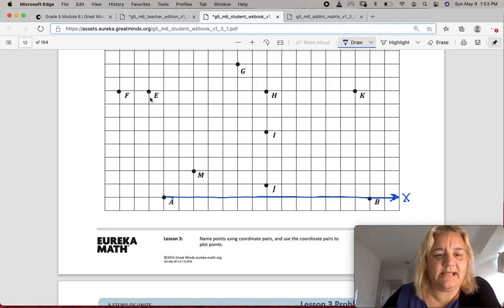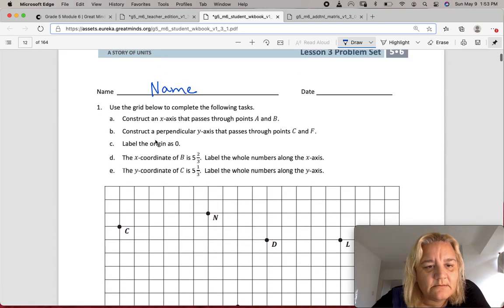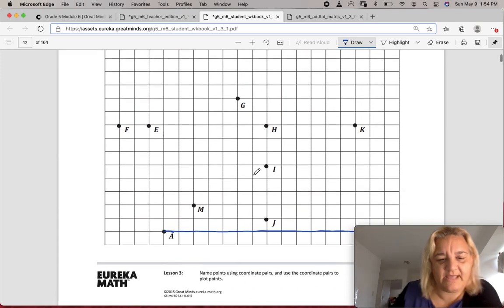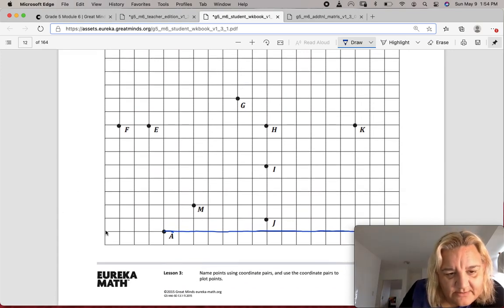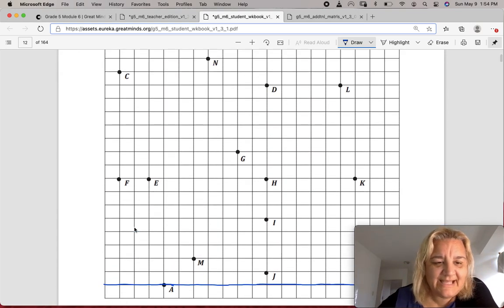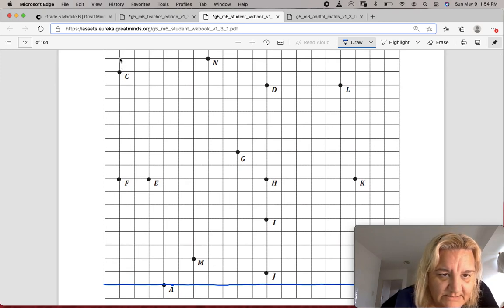Okay, now construct a perpendicular y-axis that passes through points C and F. C and F. Okay, so I'm going to make this line go all the way over here. Clearly we weren't done with it. A is not the origin. C and F is here. Okay, so we're just going to start a little bit above it. And it's a perpendicular line, so it has to have a 90-degree angle with our x-axis.